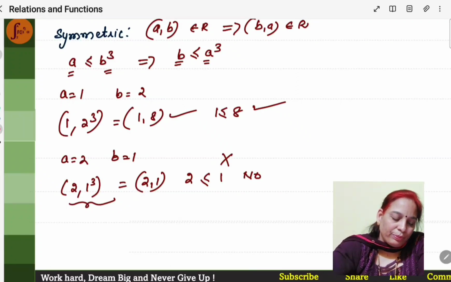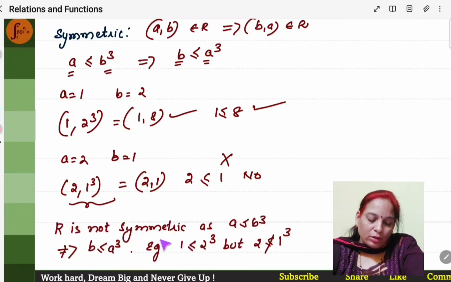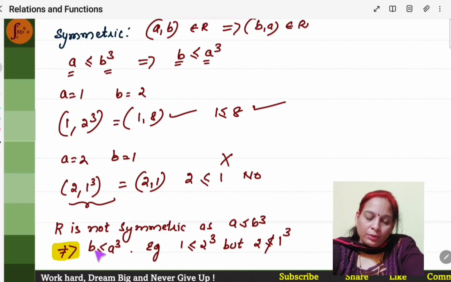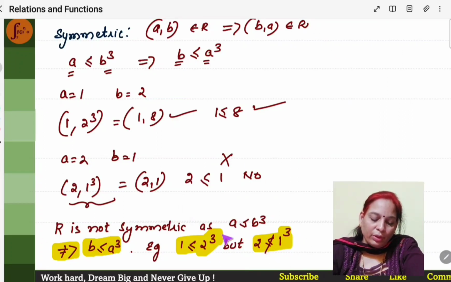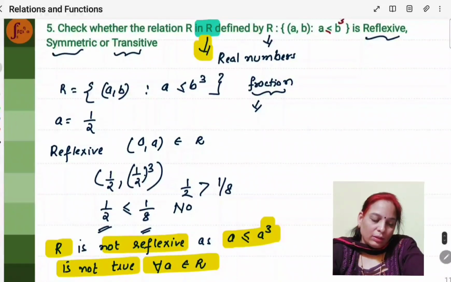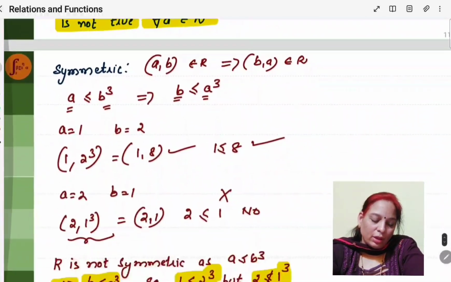So we can write R is not symmetric because A less than or equal to B cube does not imply that B is less than or equal to A cube. Example, we'll take the same example: 1 less than or equal to 2 cube does not mean that 2 is less than 1 cube. 2 is not less than 1 cube. Therefore, R is not symmetric. So you can take an example and put it here. So we figured out that R is not reflexive, R is not symmetric.